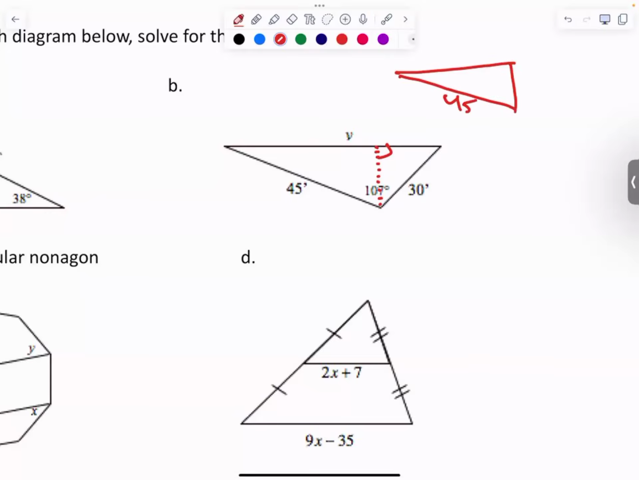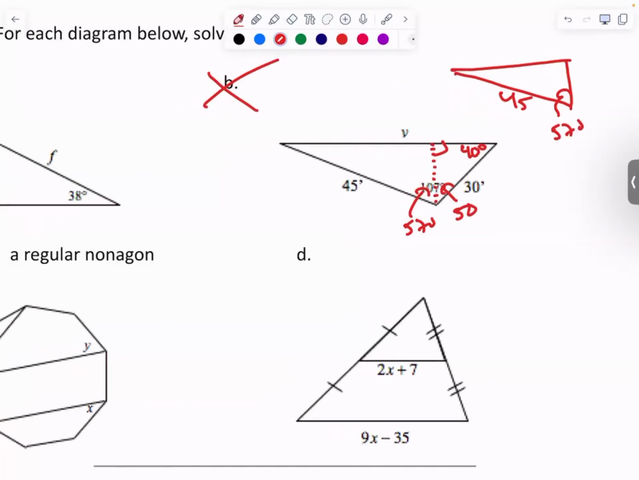So that's 45. Oh, hold on. Oh, you can't do this problem. Wait one sec. Yeah, you need more information. You guys can't do this problem. I would have to give another angle. Like, let's say if I told you this was 40 degrees, then this would have to be 50. Then this would have to be 57. Yeah, you can't do B, guys. You need more information. So don't worry about it.